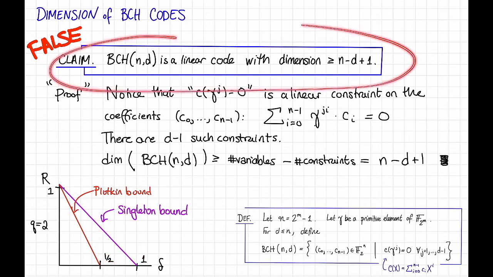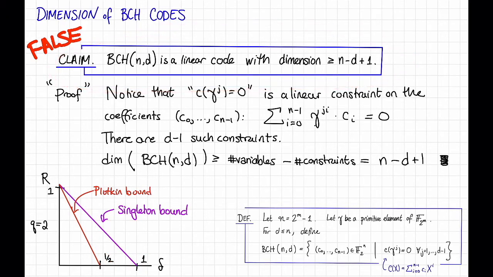However, this claim here says that BCH codes meet or possibly exceed the singleton bound, because they have block length n, distance at least d, and dimension at least n minus d plus 1. But this is impossible by the Plotkin bound. So we know that something's wrong. So what's wrong? If you didn't already see it when I was doing the proof, pause the video now and try to find the error.